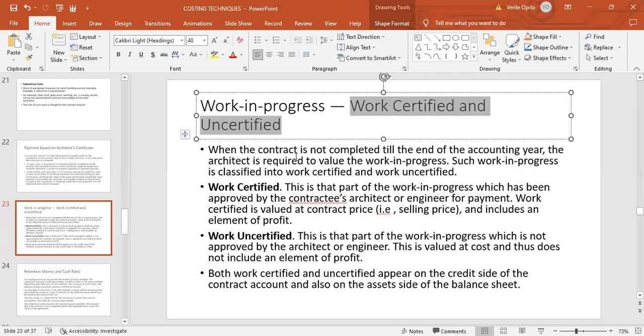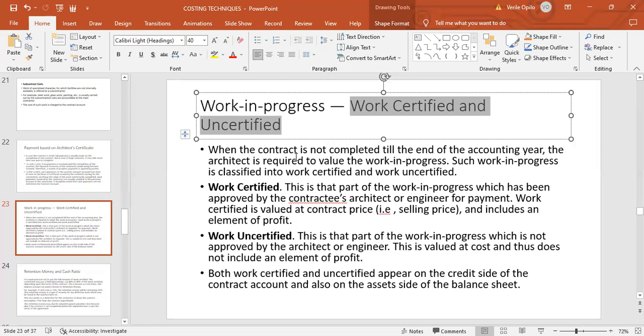So we have said that when the contract is not yet completed, but there is a proportion of work that has been completed and you need payment from the client, the architect is going to come in and look at the progress of what you have undertaken. And then they're going to see what amount of work is satisfactory and what amount of work that you have completed is not yet approved, and therefore it is not satisfactory.